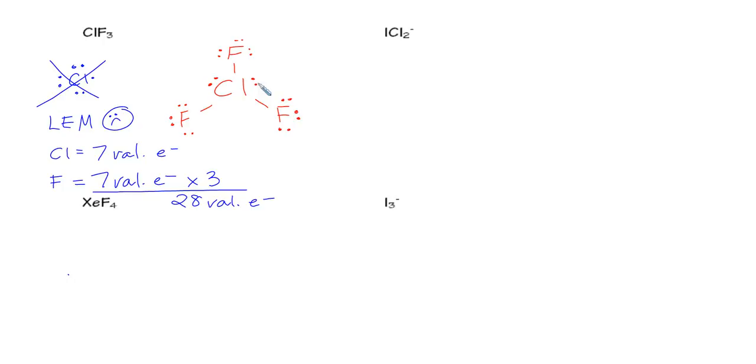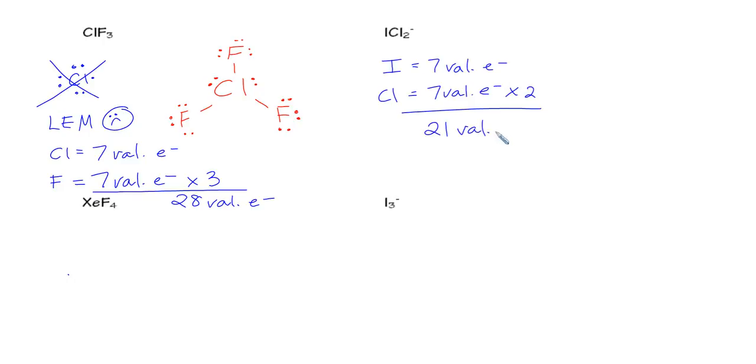Well, the LEM's not going to work. We're going to have to abandon the localized electron model. And instead, let's just start drawing something. Let's count up the valence electrons available and just start drawing something. So iodine has 7 valence electrons. Chlorine each have 7 valence electrons times 2, which would give me a total of 21 valence electrons.